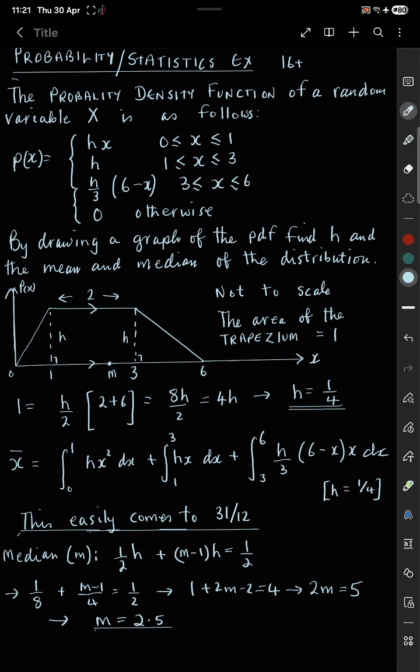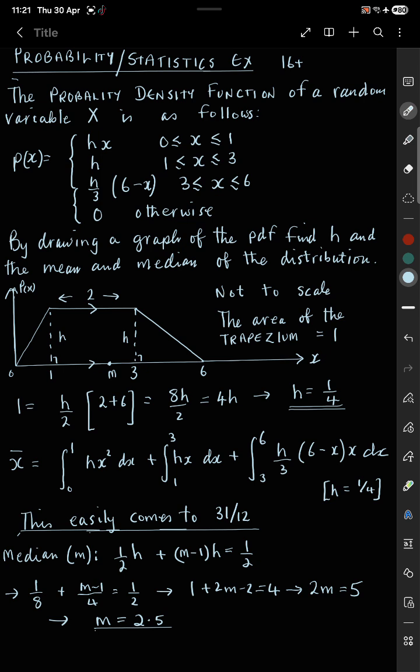To find the median, that's the value which cuts the area of the trapezium into two equal parts. So I've shown m there on the diagram. It has to be between 1 and 3 because the first triangle's area is less than a half, which means that m will lie between 1 and 3.